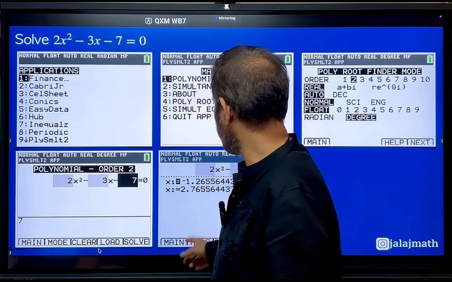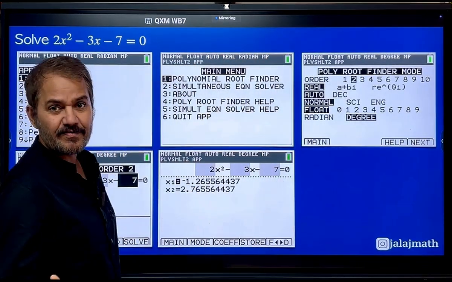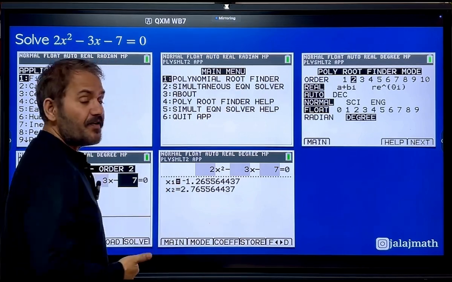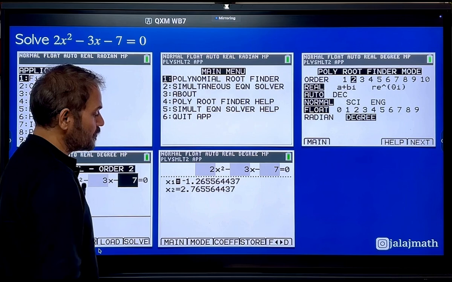Now when you solve it, you get these two values: x is equal to this and x is equal to this. These are two values. If your equation has no real roots, it will show no real roots. Out here your equation has two roots.